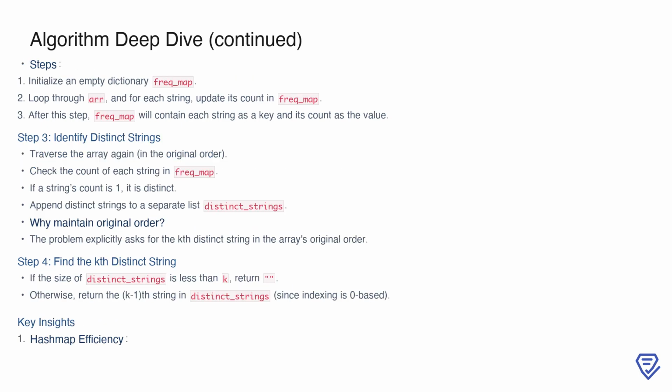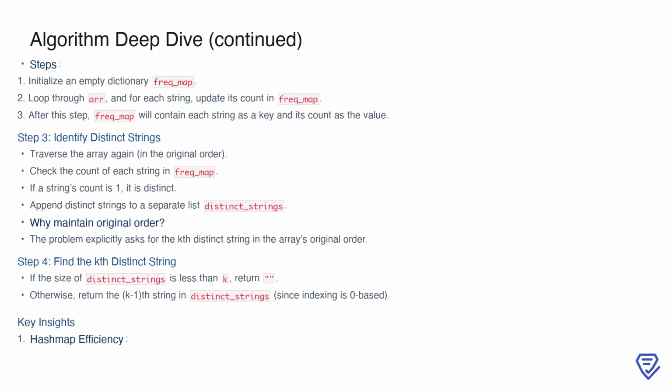To count string frequencies, we start by initializing an empty dictionary called frequency_map. We then loop through the array, and for each string, we update its count in the hash map. By the end of this iteration, the dictionary will contain each string as a key and its frequency as the associated value. Once we have the frequency data, we move on to identifying which strings are distinct.